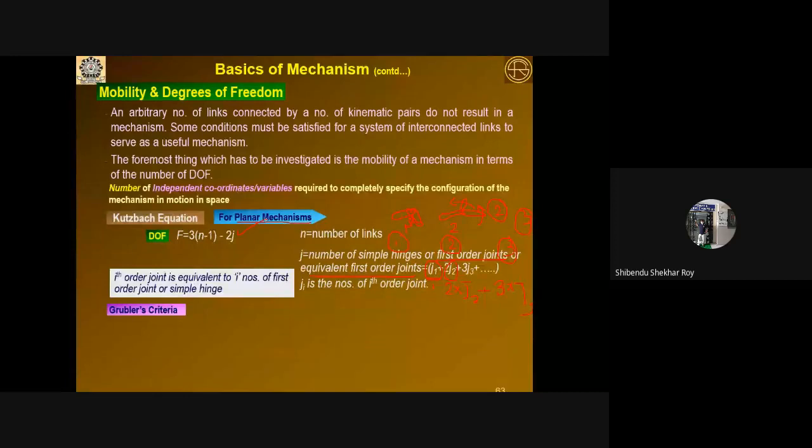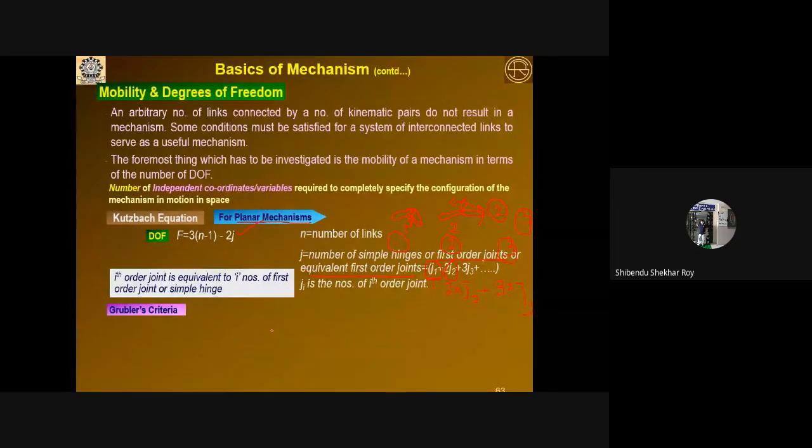So any doubt here? If you have doubt, it will become clearer with the example, which I will show you just afterward. And the ith order joint is equivalent to i first order joints. Put i equal to 2, then the second order joint is equivalent to 2 first order joints; put i equal to 3, then the third order joint is equivalent to 3 first order joints, and so on.